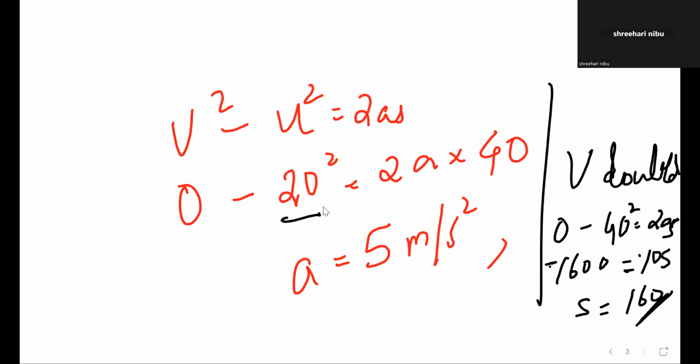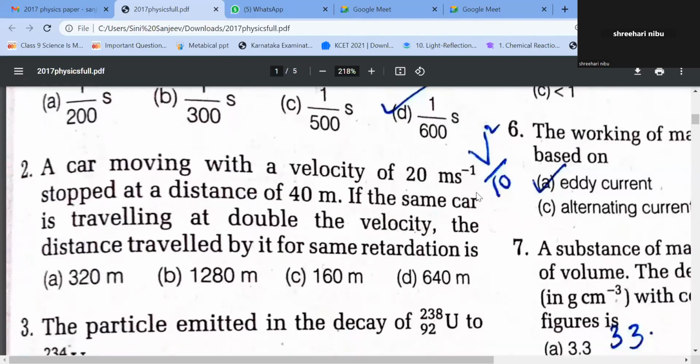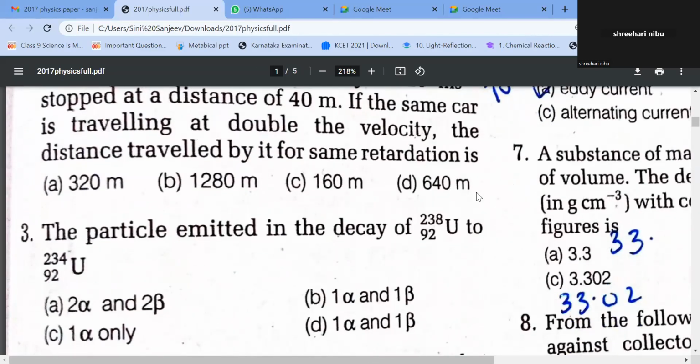Super. Next one, let me check. Here, I think the two options are same. So maybe I will change one of the options as 1 alpha, and maybe the option D, I will make it 1 alpha and 2 beta. If you don't know this thing, you can tell me, I'll help you out with this.